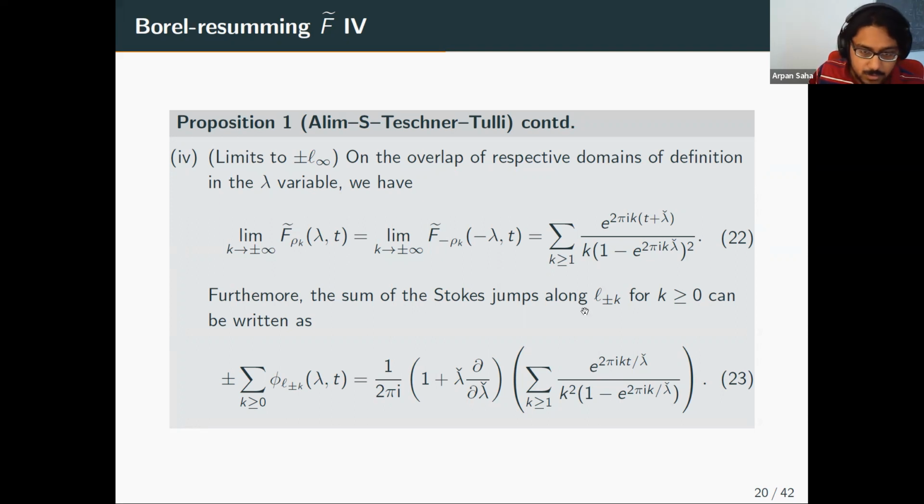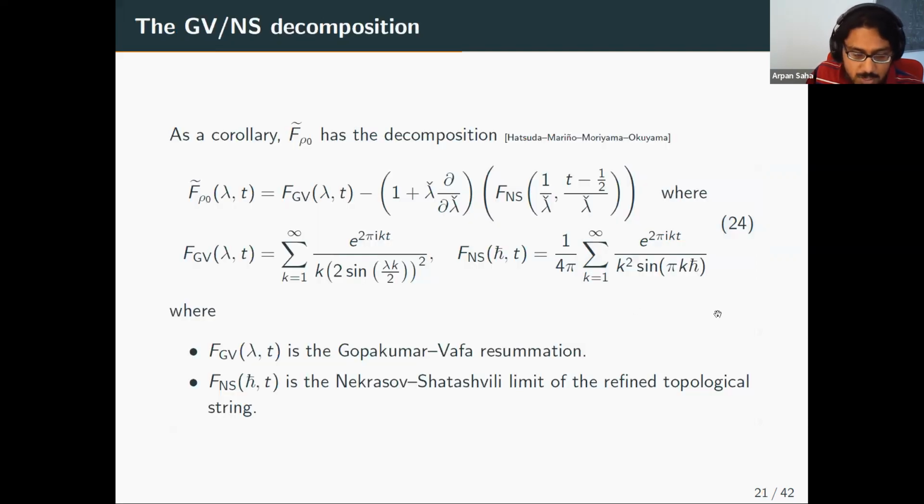Moreover, the sum of all these Stokes jumps that you need to go through in order to get to this point also has an interpretation. This is the expression that you will get. And this thing in the bracket over here is the Nekrasov-Shatashvili limit of the refined topological string. So let me put this in a slightly more familiar form.